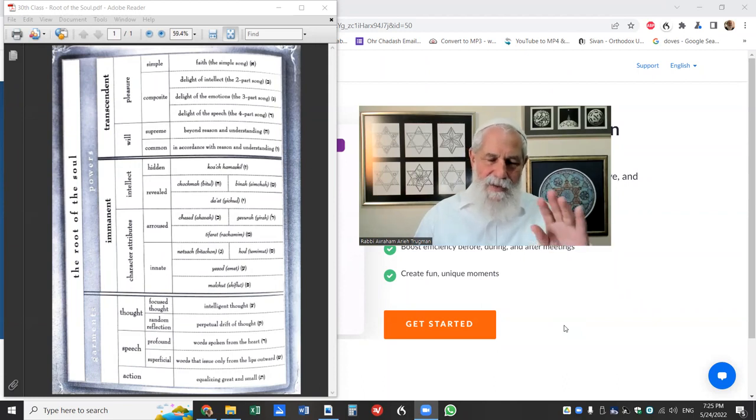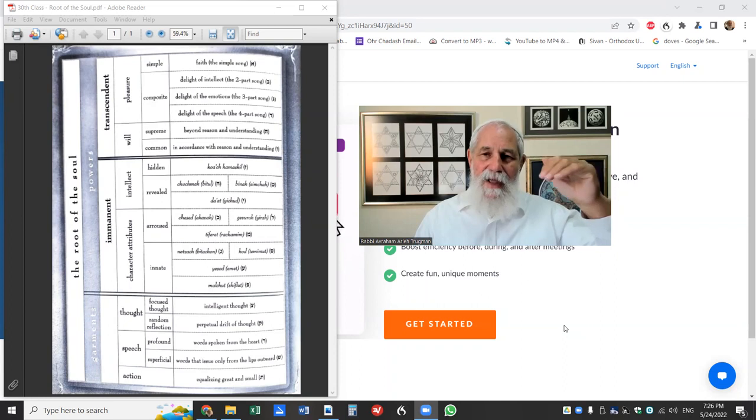In Hebrew, and I think what we'll do is, B'li Neder, we'll post the same chart, but in Hebrew, so everyone can also see the Hebrew terms for all of these concepts. So, as I said, there's a type of will that's according to reason and understanding, but there's a type of will that is beyond reason and understanding. It doesn't mean it's illogical, but what it means, it's a higher level.